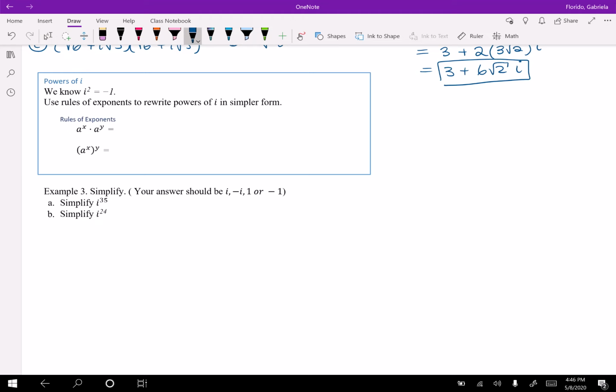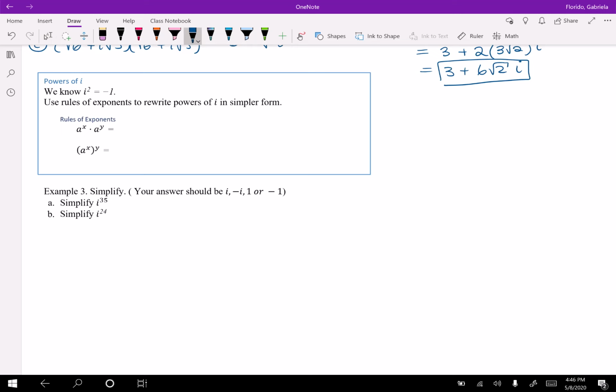How we're going to do it in this class is we're going to use rules of exponents to make this a little bit of an easier work instead of just memorizing a bunch of powers of i. So let's just refresh your memory on some rules of exponents.